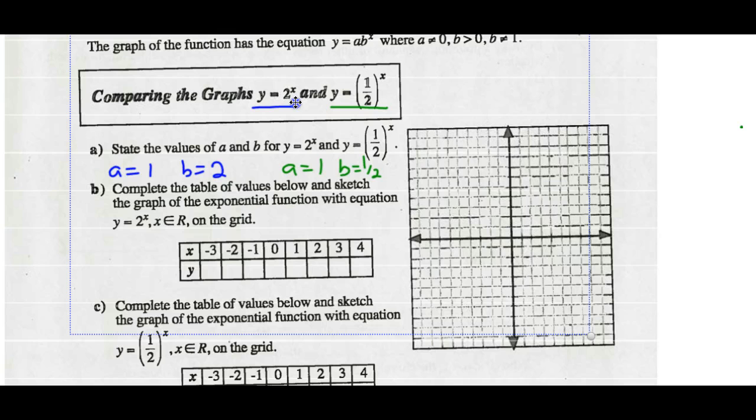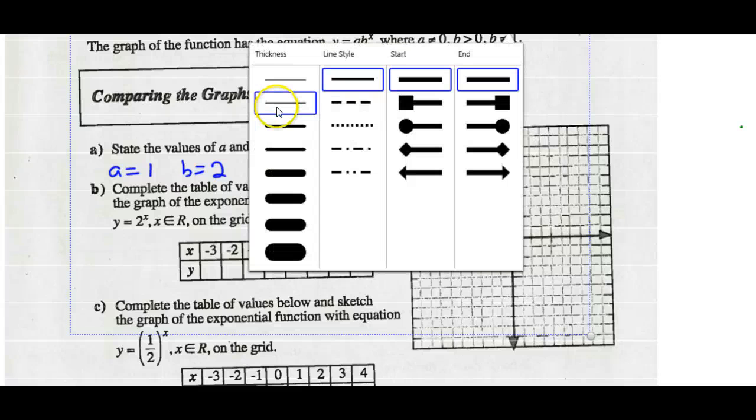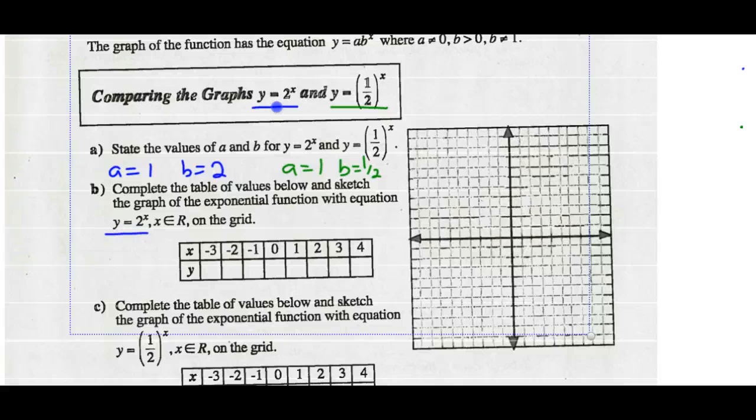Complete the table of values below and sketch the graph of the exponential function with the equation y = 2 to the x. So let's do that quickly. When x is -3, if I plug that in, y would equal 2 to the -3, which means 1 over 2 cubed. So y is 1/8. When x is -2, that'll be 1 over 2 squared, or 1/4. When x is -1, that'll be 1 over 2 to the first, or 1/2. 2 to the exponent 0 is 1. 2 to the first is 2. 2 squared is 4. 2 cubed is 8. 2 to the fourth is 16.